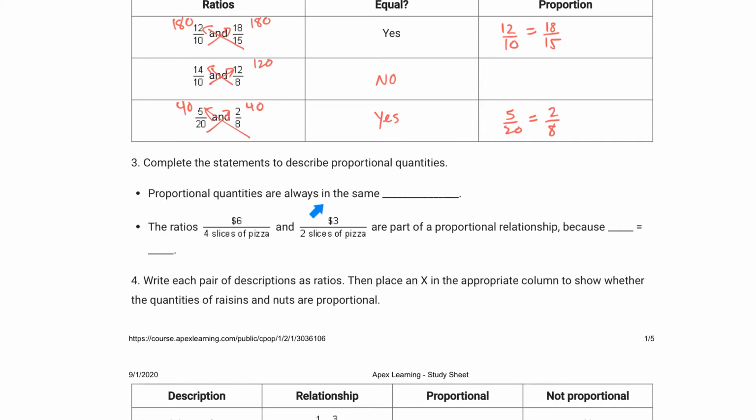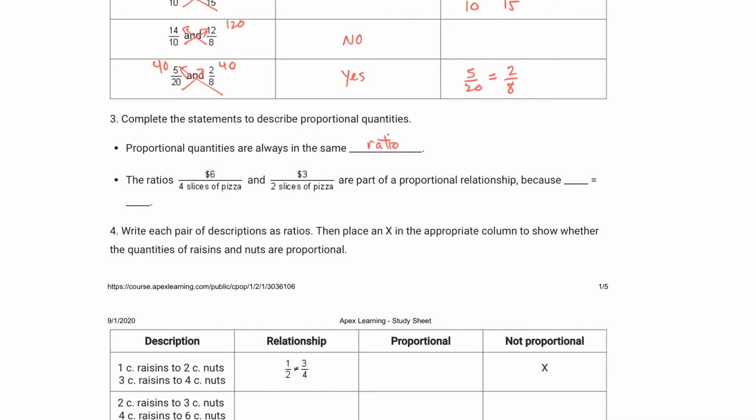Okay, next, complete the statements to describe the proportional quantities. Proportional quantities are always the same ratio. And so, if we look at this here, the ratio $6 for 4 slices of pizza and $3 for 2 slices of pizza are part of a proportional relationship because we know that 6/4 is equal to 3/2.